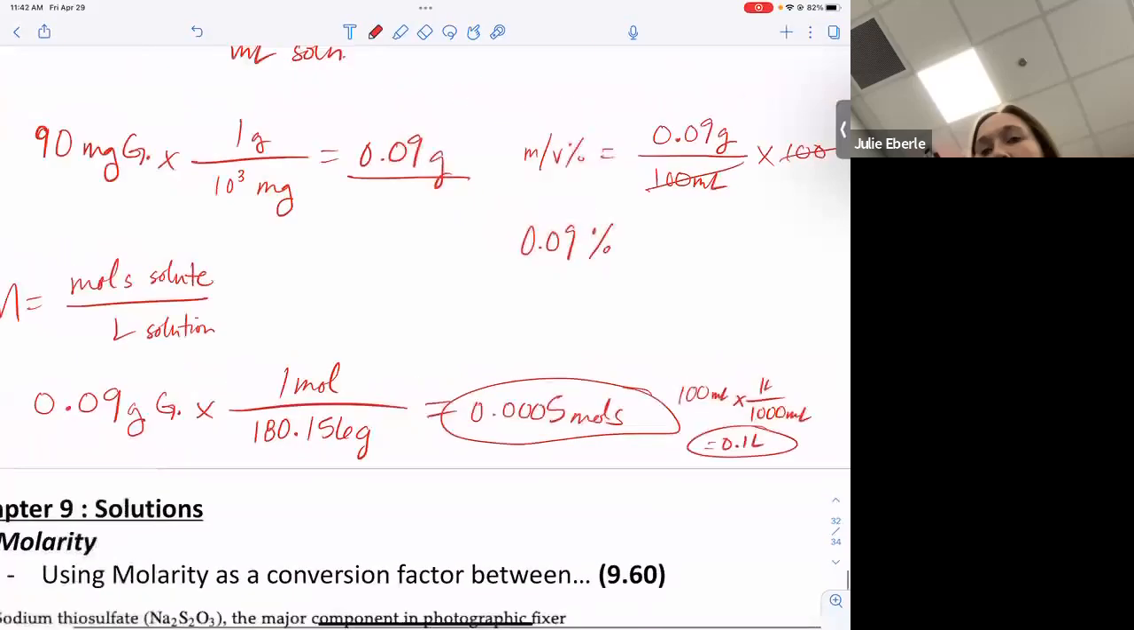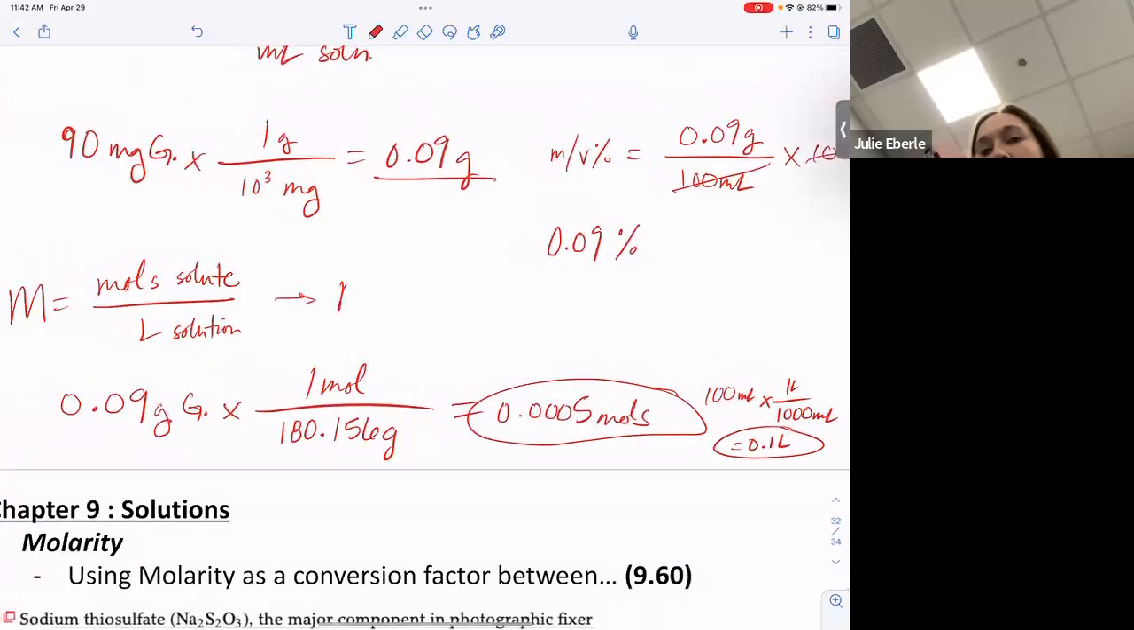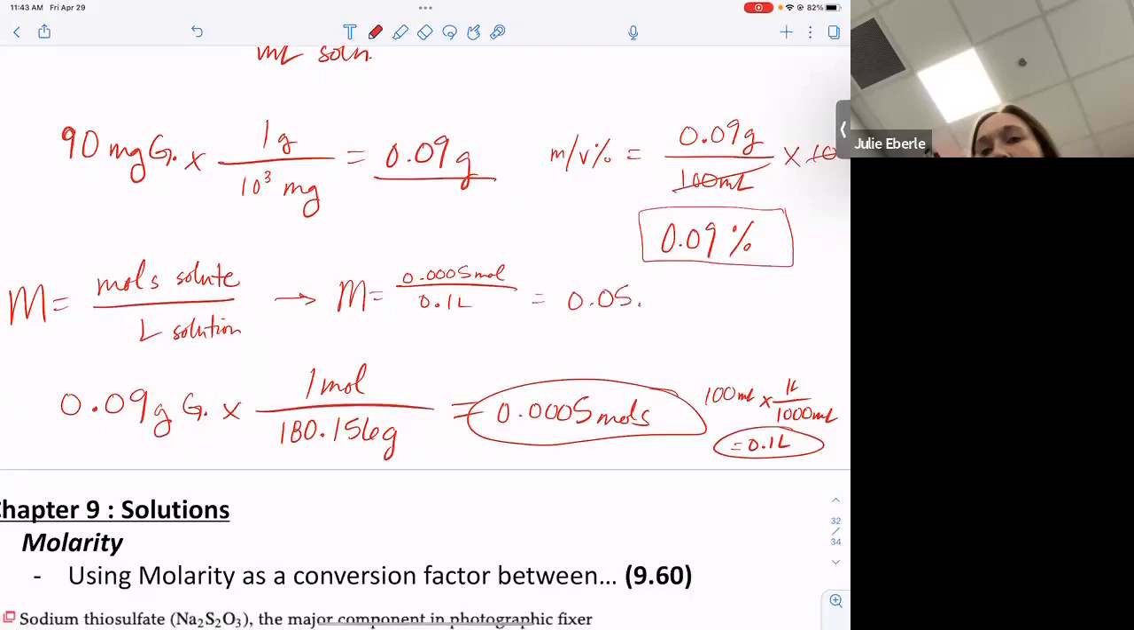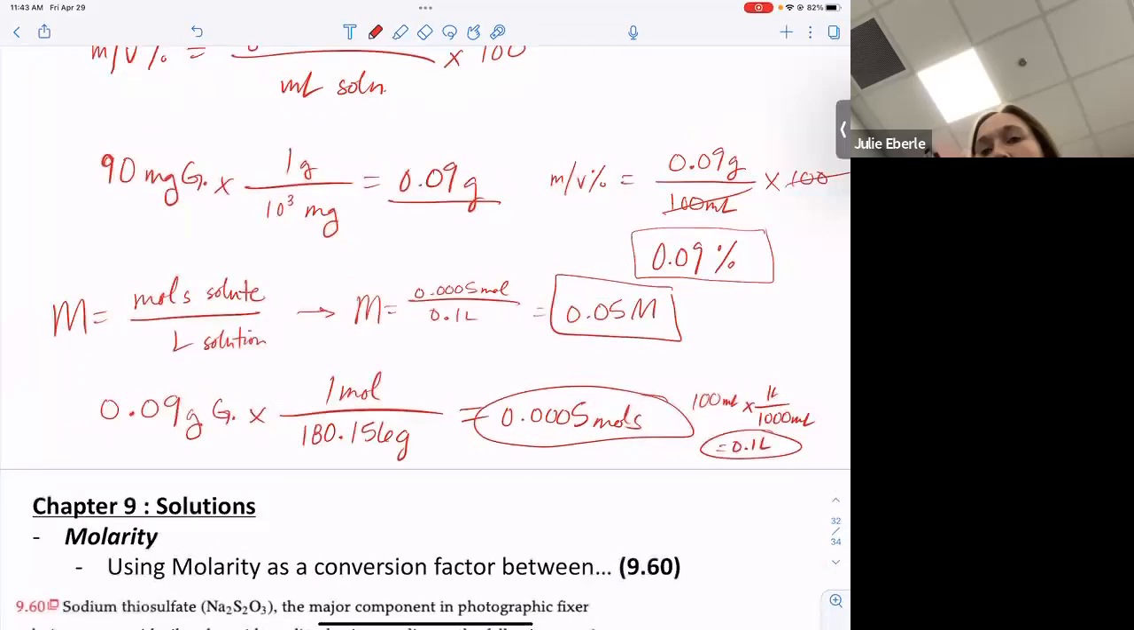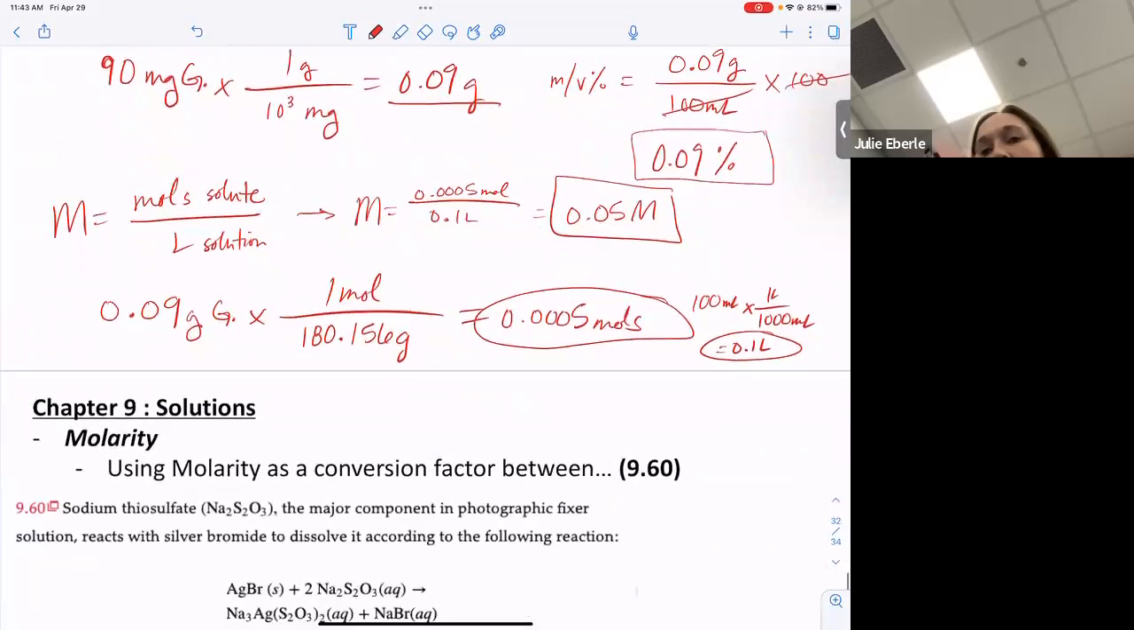The moles is 0.0005 moles. So we'll come back up here and we'll say molarity equals 0.0005 moles over 0.1 liters. What is our molarity? Okay, so 0.09% and 0.05 molar. All right.